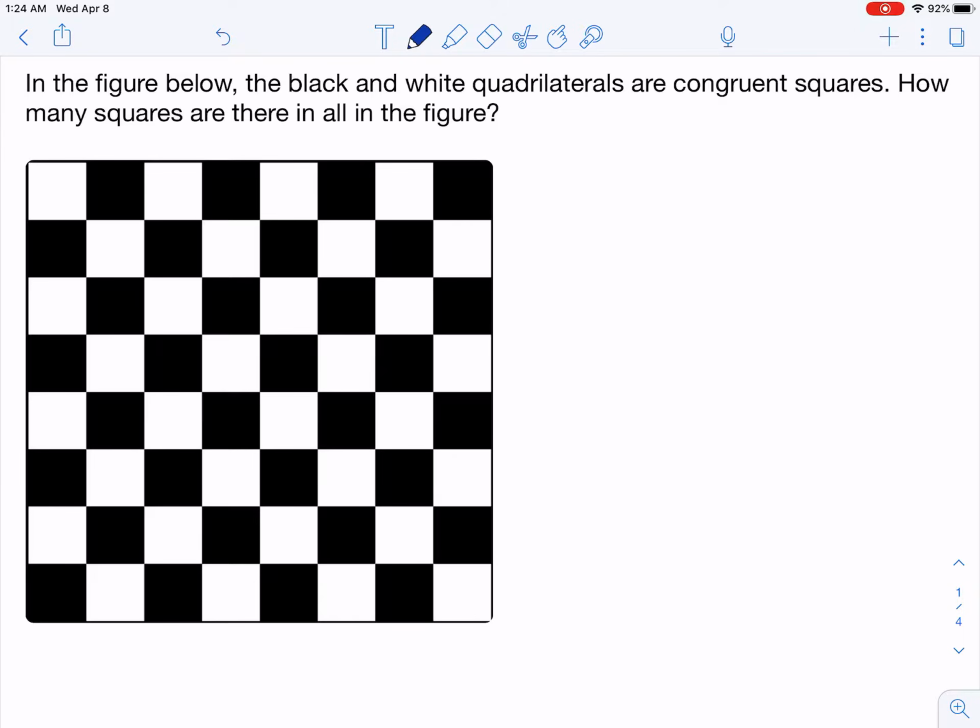So in this video, magsosolve na naman tayo ng isang tanong. This is counting the number of squares in a chessboard. So basahin natin yung tanong. In the figure below, the black and white quadrilaterals are congruent squares. How many squares are there in all in the figure?